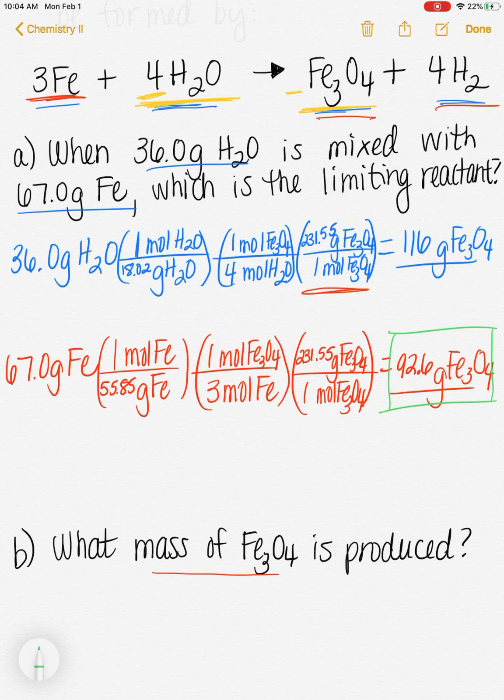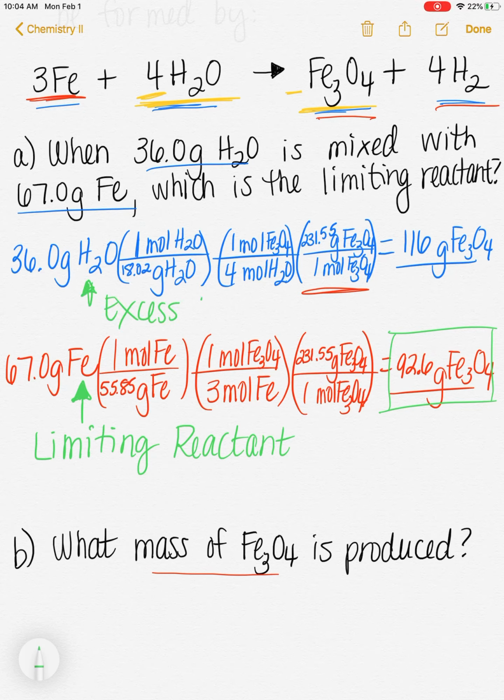However, remember, Fe3O4 is not even a reactant, that's a product. So our limiting reactant would be what we started with to get that number. So iron is the limiting reactant in this problem. Even though it doesn't ask us that, we could then say that water is your excess reactant.